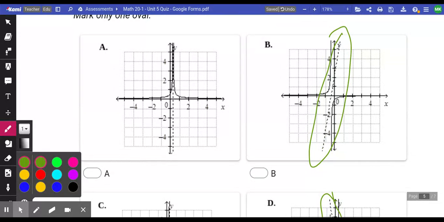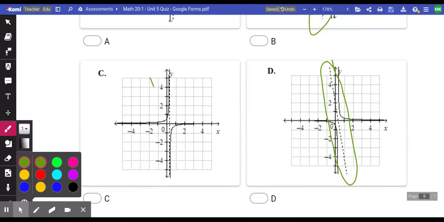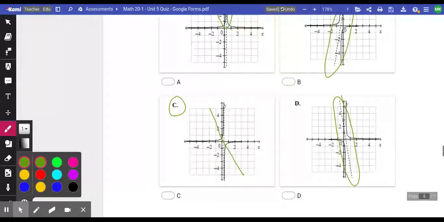A would have looked like this. C would have looked like this. So that means C is definitely the right answer.